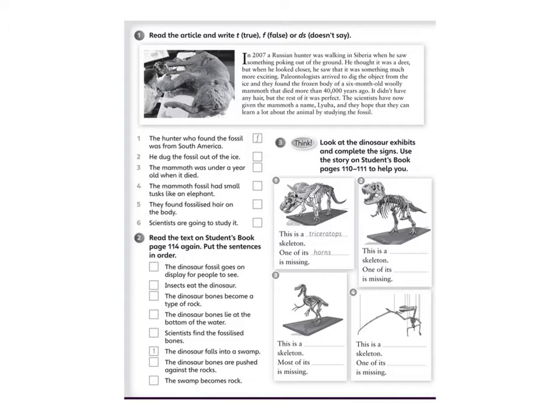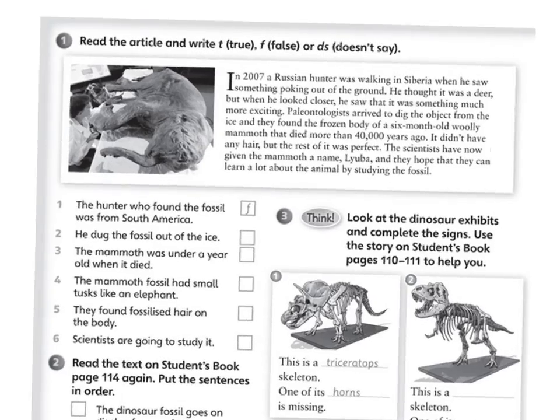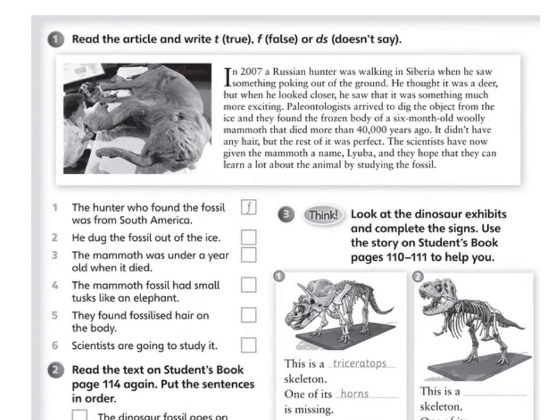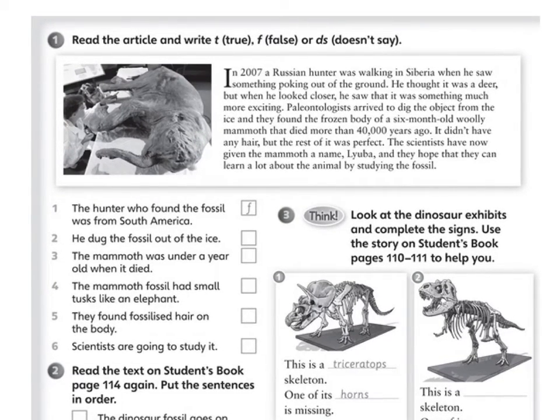Now, let's open our workbook. Here, at the same pages. This one is 114. It says, read the article, write true, false, or doesn't say. This one is a fossil. Do you remember? We saw it in the first exercise of the student's book. Now let's read the story behind it because it's a really famous fossil.